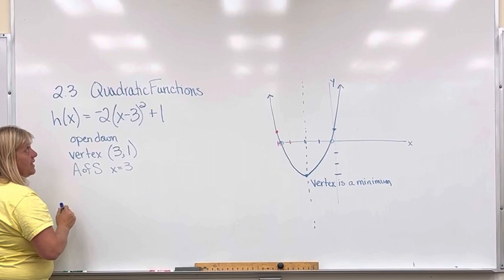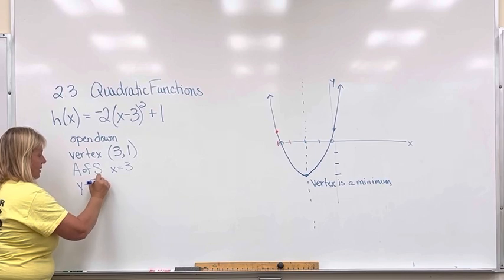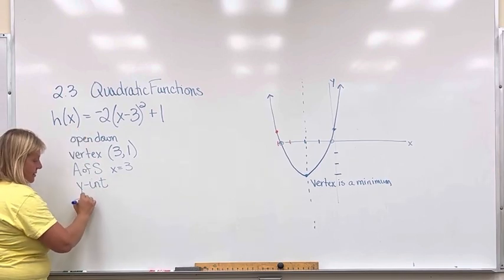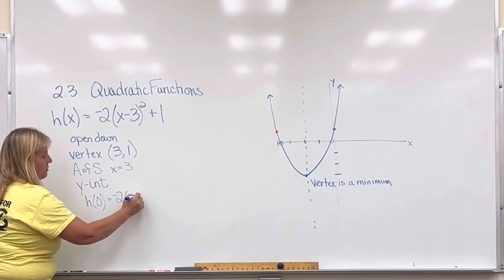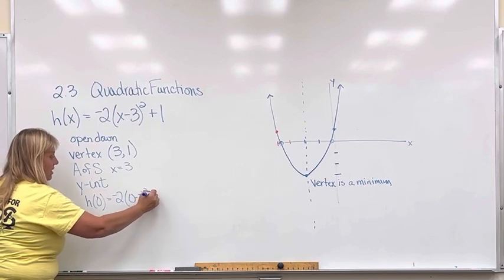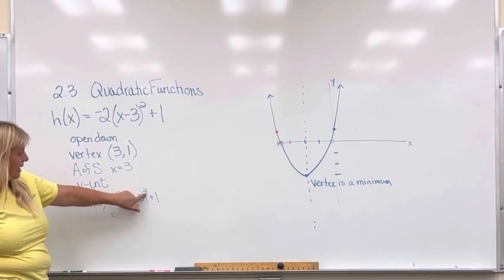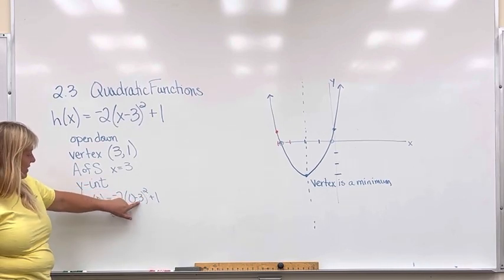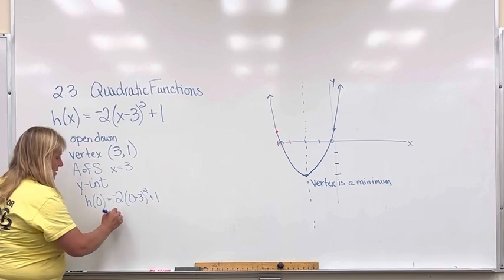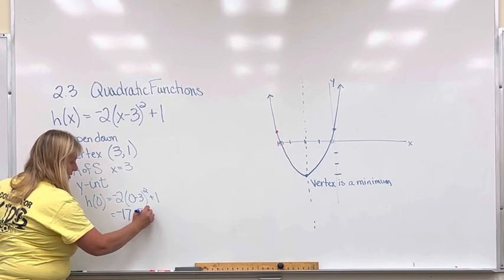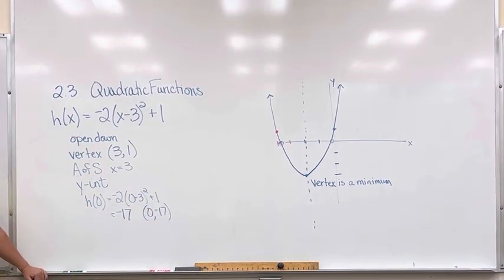And then from there, again, it's just the intercepts. So if we want our y-intercept again, we're gonna plug 0 in for x. So h(0) equals -2(0 - 3)² + 1. All right, let's see what happens here. So (-3)² will be 9. So positive 9 times a negative 2 puts us at negative 18 plus 1, so negative 17. All right, well, that's kind of a crappy y-intercept, but oh well, it's just the way it goes.